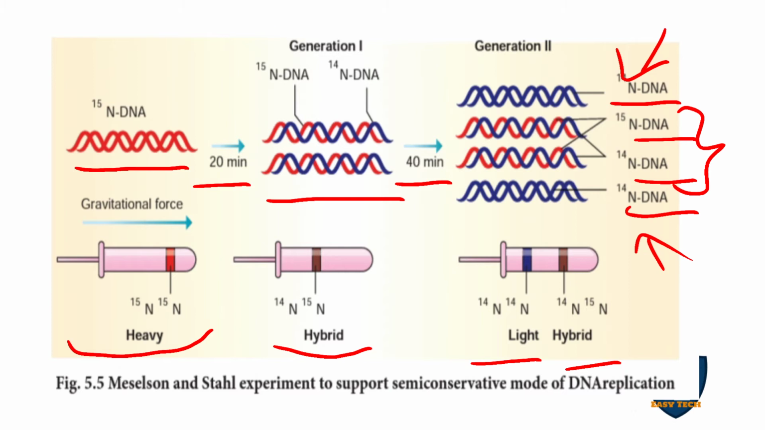This proves the semi-conservative method: one is the parental form, another is the hybrid. They concluded that the Meselson and Stahl experiment supports the semi-conservative method of replication that Watson and Crick proposed, and they supported this view with the help of the experiment.